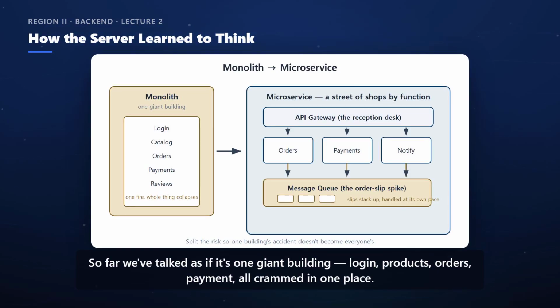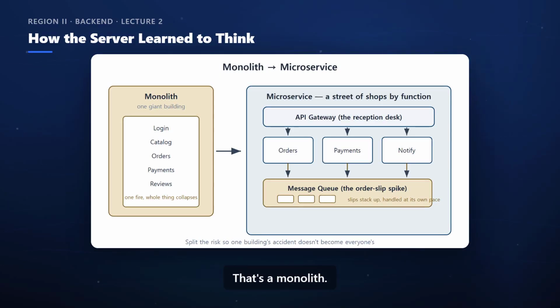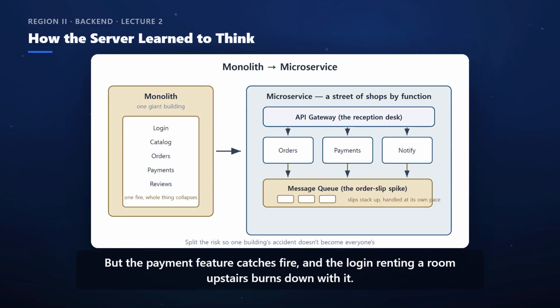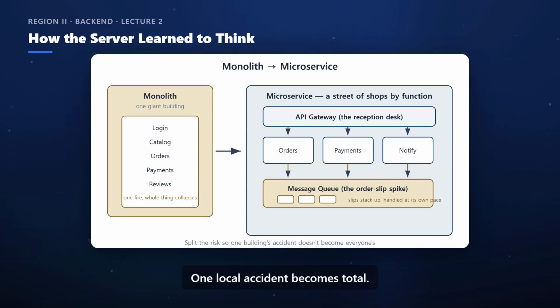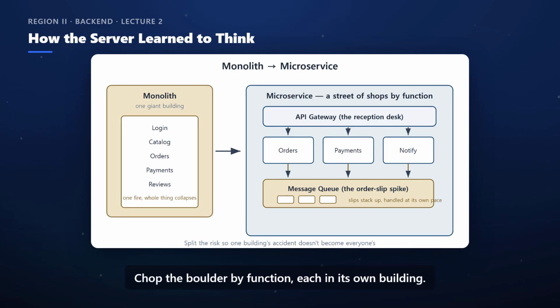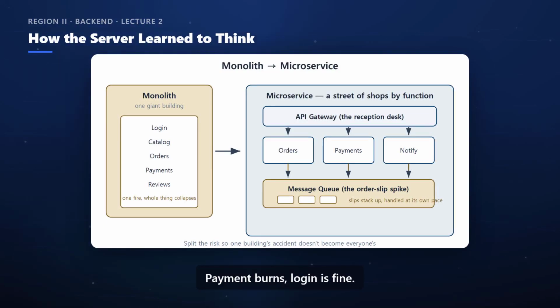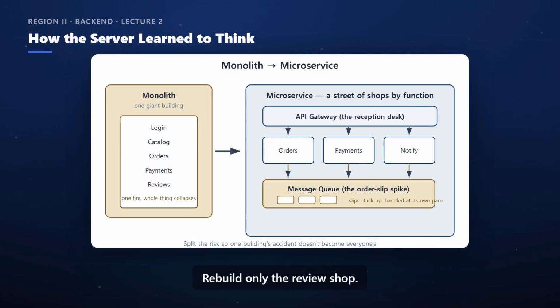So far we've talked as if it's one giant building, login, products, orders, payment, all crammed in one place. That's a monolith. Comfy at first. But the payment feature catches fire, and the login renting a room upstairs burns down with it. One local accident becomes total. So, microservices. Chop the boulder by function, each in its own building. Payment burns, login is fine. Fix only reviews? Rebuild only the review shop.